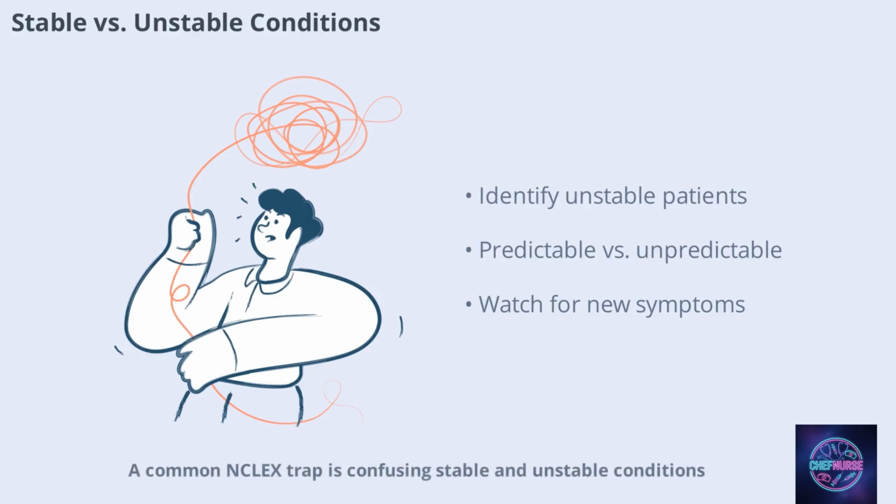A common NCLEX trap is confusing stable and unstable conditions. Stable patients have predictable outcomes and controlled symptoms, while unstable patients are at risk for complications. Always prioritize the unstable patient. For example, a diabetic with controlled blood sugar is stable, but one with new confusion and low glucose is unstable. This distinction helps you choose the right answer under pressure.